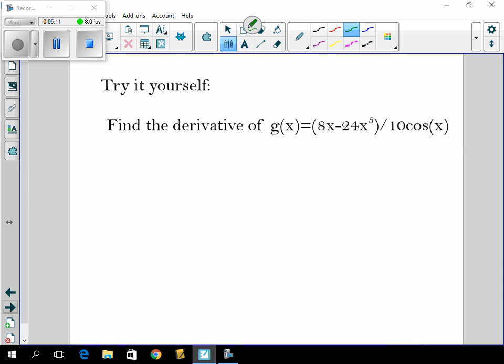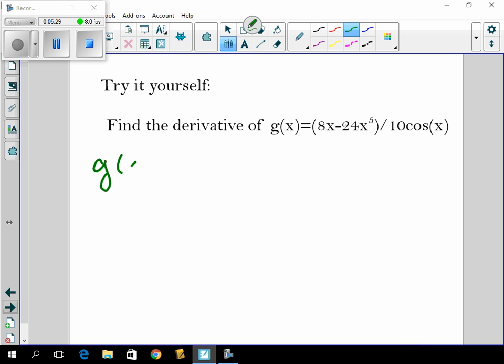So now we're going to try this next problem. If you kind of want to try it by yourself, go ahead and then check your answer. If you're still not sure of how to use the quotient rule, we're going to go through this together. So if you want to do it by yourself, go ahead and pause it now and then come back later.